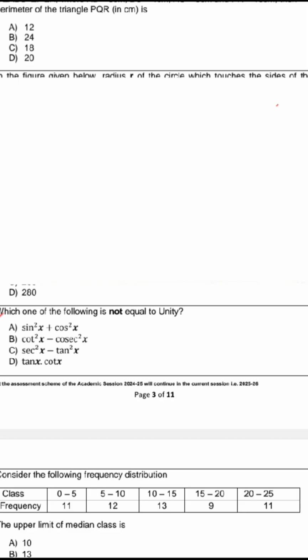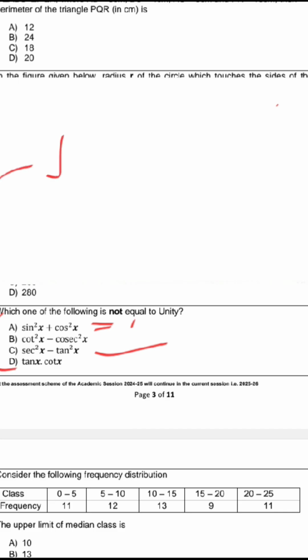Which one of the following is not equal to unity? You see this option number 1. A is here equal to 1. Yes. Now the next identity is sec square x minus tan square x. This is also identity equal to 1. Tan x into cot x. This is also equal to 1.